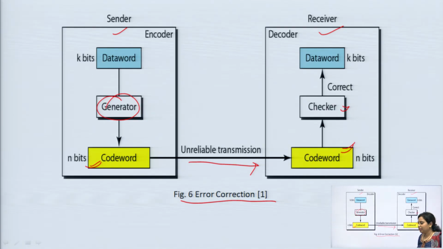Firstly, it will be checked and then you have to correct that particular error, and the corrected data will be transmitted to this data word at the receiver side. So, this is the error correction block diagram which consists of the transmitter and receiver, and the checker will check and correct that particular data in which the error has occurred at the receiver side. So, this is the error correction part.